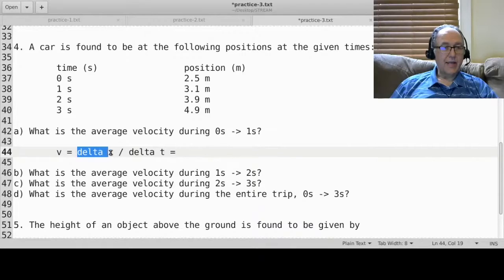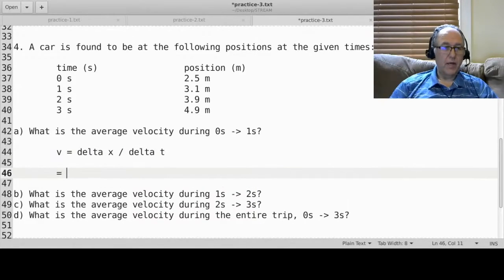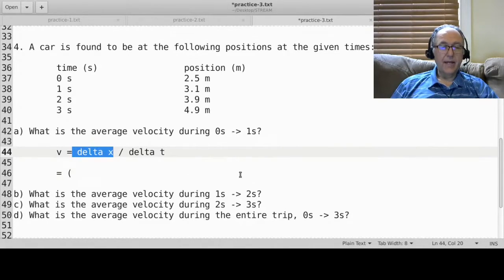So delta x is like how far did you travel, and delta t is how long did it take you to travel that distance? All right. And let's do that. So delta x, let's do that first. When you do a delta x like that, it's always the final position minus the initial position. It's like, where did you end up minus where did you begin?